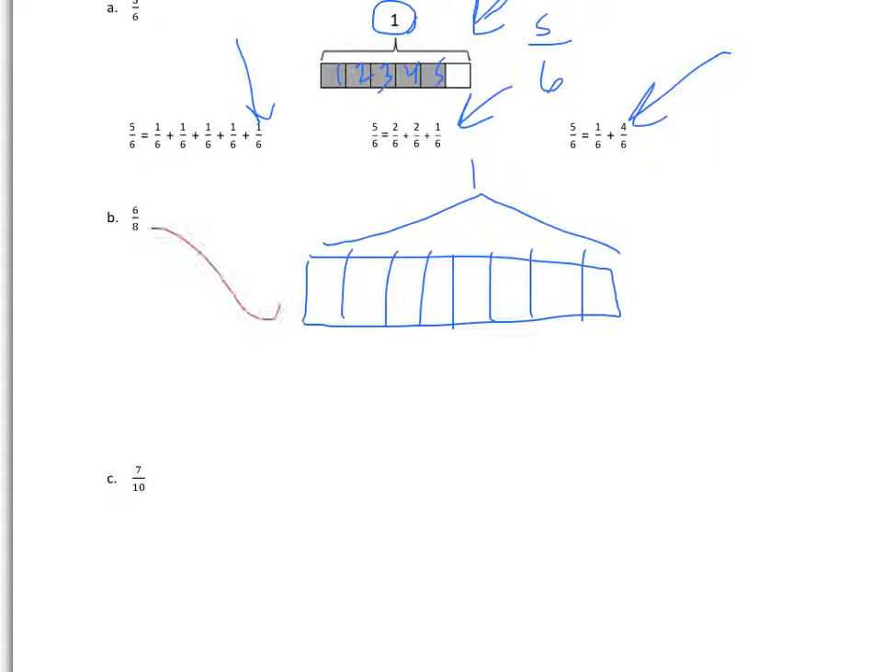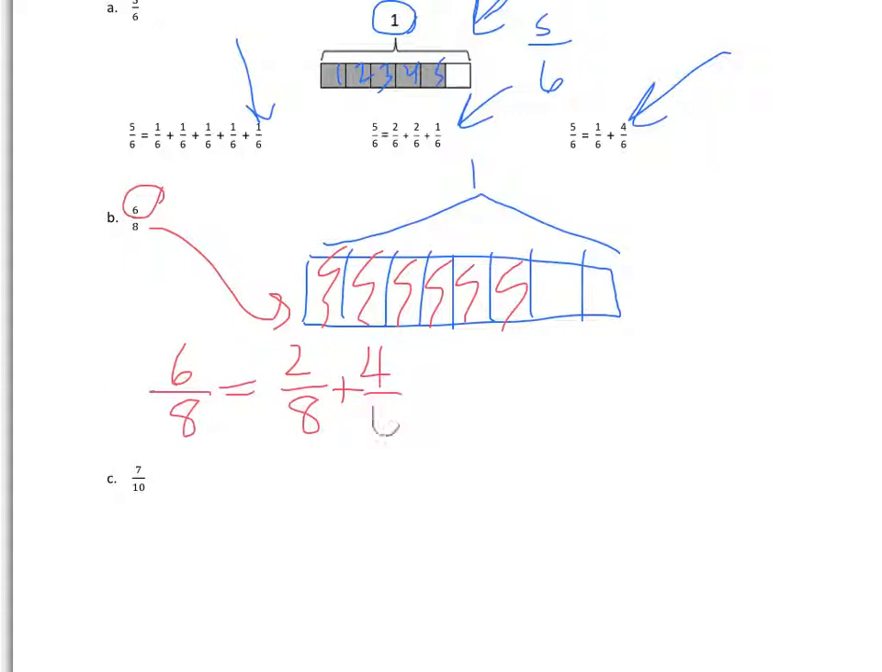8 tells us how many in the whole. 6 tells us how many to shade. It's the numerator. So here we have 6/8 shaded. Then the student is going to find different ways to decompose 6/8. You can look at A as an example. I could do 2/8 plus 4/8.